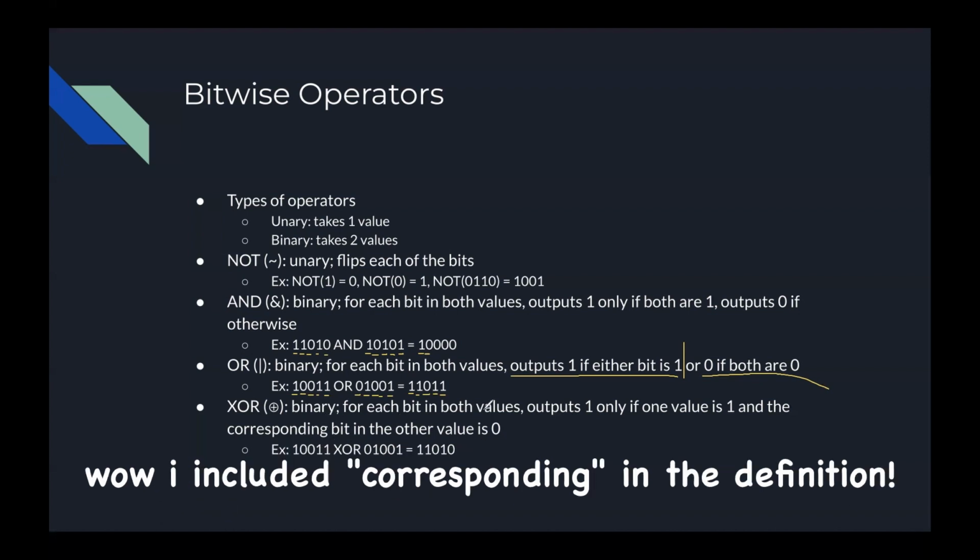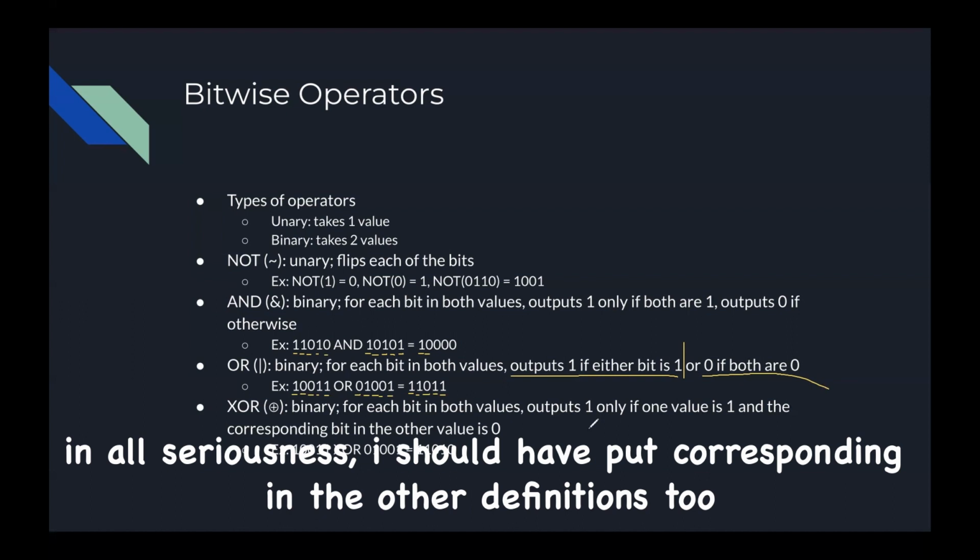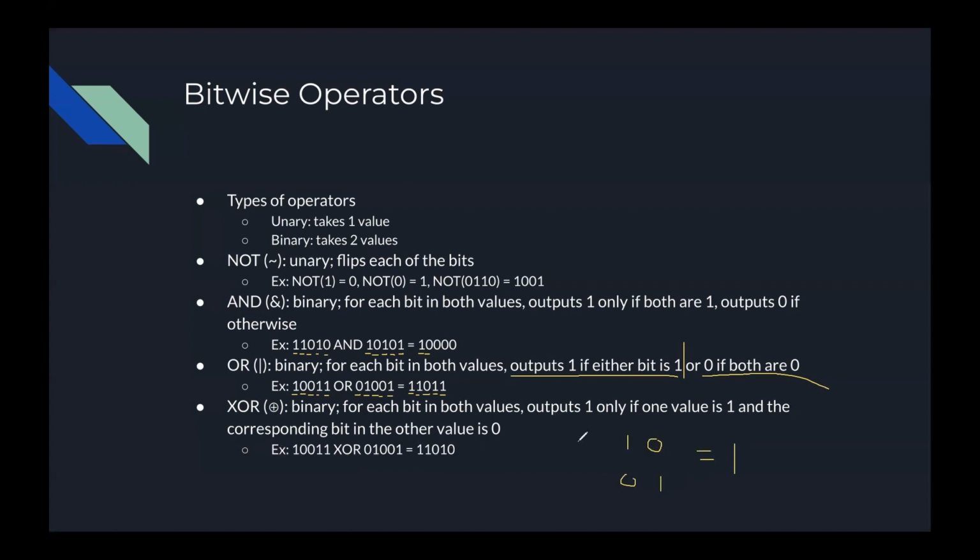What XOR does is for each bit in both values, it'll output 1 only if one value is 1 and the corresponding bit in the other value is 0. So basically, it has to be either 1, 0, or 0, 1 in order for the result to be 1. I'll put XOR here of this combination or of this combination to be 1. Of course, it'll end up looking like that. I'm not actually writing in the correct terminology. But if it's XOR of 0, 0, it'll still be 0. If it's XOR of 1, 1, it'll be 1. I mean, it'll be 0, sorry.